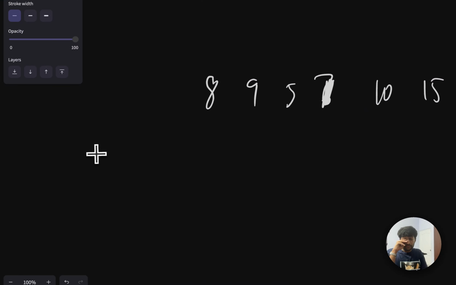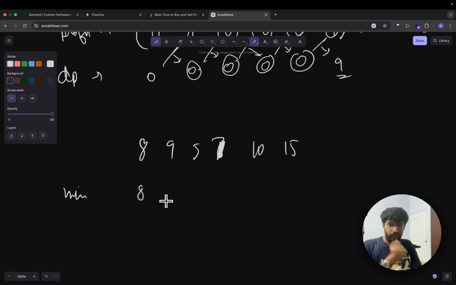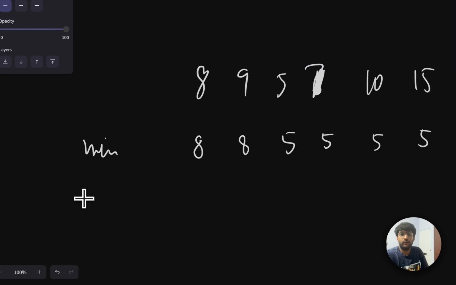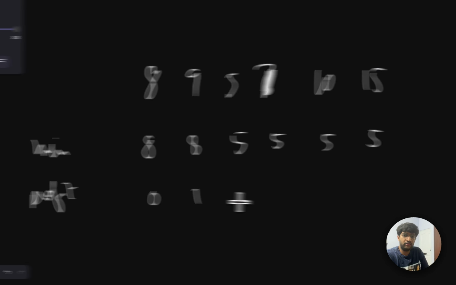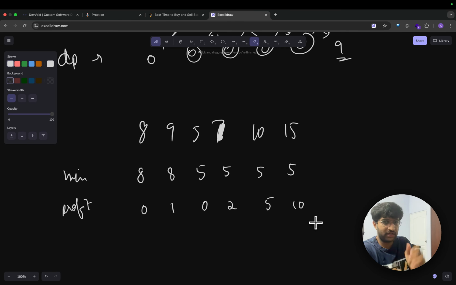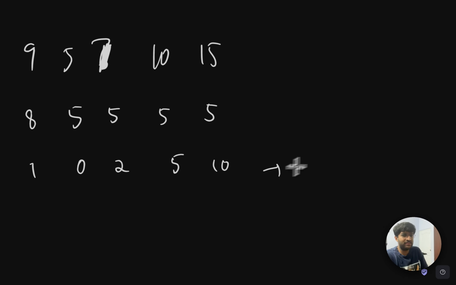So the minimum price here would be, at this point, 8. At this point, it'll be 8, then 5, then 5, then 5, and then 5. What is the profit at each point? At each point, okay? 0, 1, 0, 2, 5, 10. Well, if we maximize this profit list, the greatest value over here is 10. So the answer should be 10.